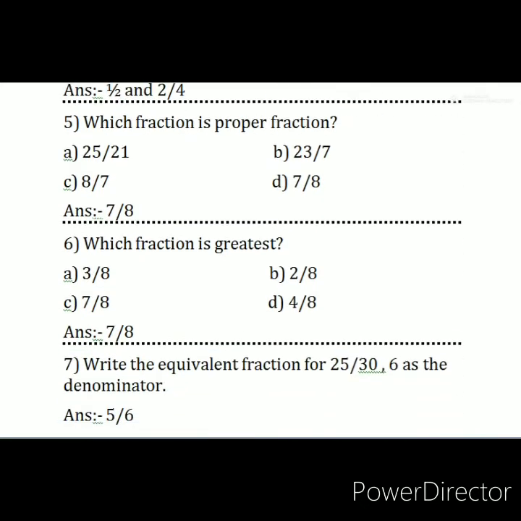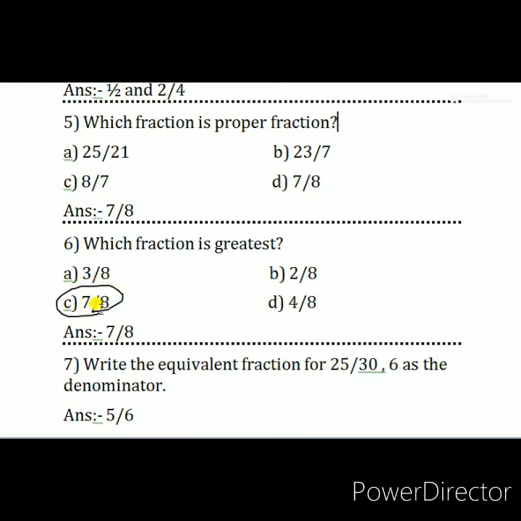Which fraction is greatest here? Students, before the start of this video, I explained that if the denominators are the same, we have to see the numerator to find which fraction is greatest. Here the fractions are 3 by 8, 2 by 8, 7 by 8 and 4 by 8. If the denominators are the same, the fraction which has the greater numerator will be the greatest fraction. Here which number is greatest? 3, 2, 7 and 4.